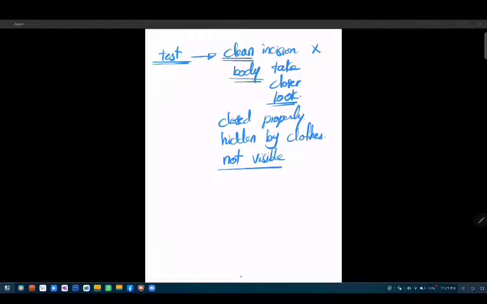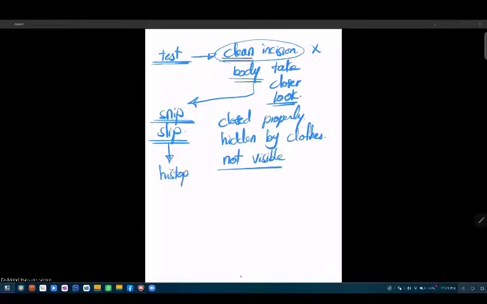So what kind of test is that? It includes a clean incision that would be made to her body in order to take a closer look at her body. Then it will be closed properly and it will be hidden under her clothes, not visible to anyone later on. We may need to take a snip or a slip, a small sample, to be examined under the microscope by a special type of doctor called a histopathologist. That's the test. Easy?